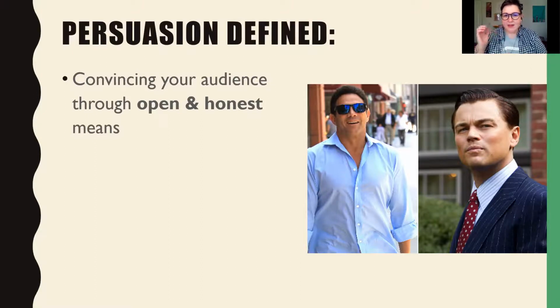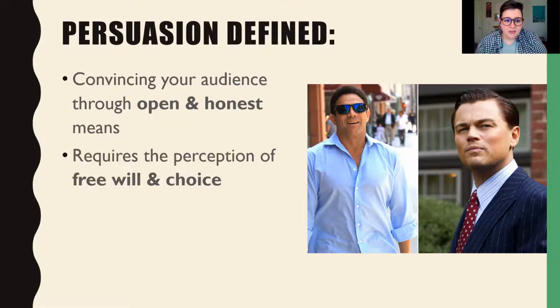And that open and honest piece may sound very, very simplistic, but it is a pivot point and a hinge that real, authentic persuasion really requires in order for it to be authentic persuasion as opposed to coercion. Beyond this notion of open and honest means, it also requires the perception of free will and choice.